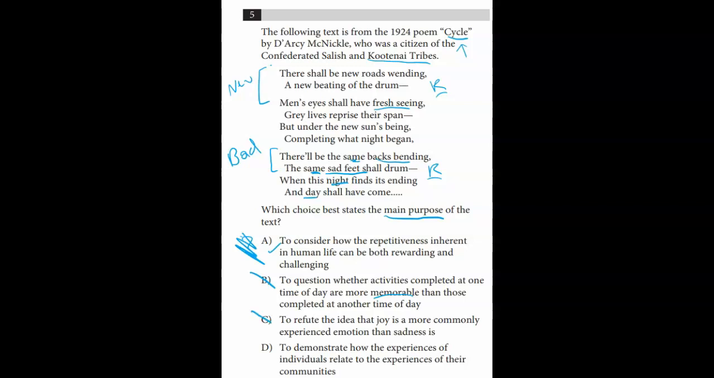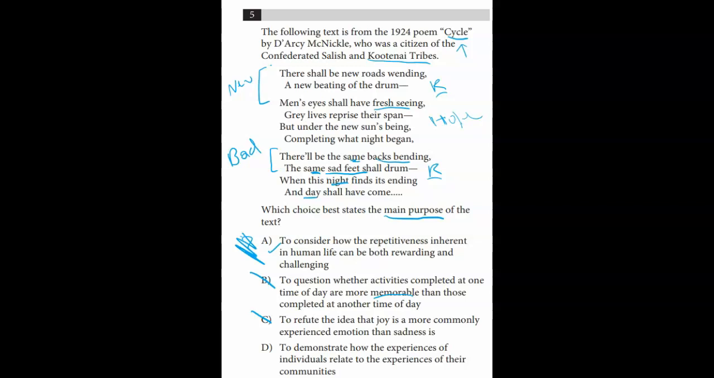To refute the idea that joy is a more commonly experienced emotion than sadness is, I don't think so. It doesn't really talk about joy. It talks about sadness. I think that's maybe why it's a tricky question. I think it's more contrasting. What's that feeling you get when you know tomorrow's going to be a good day? Yeah, it's hope. It's talking more about hope than joy. It's not really talking about how fun anything is or how good you feel. So C's out, but I can see why that was tricky.